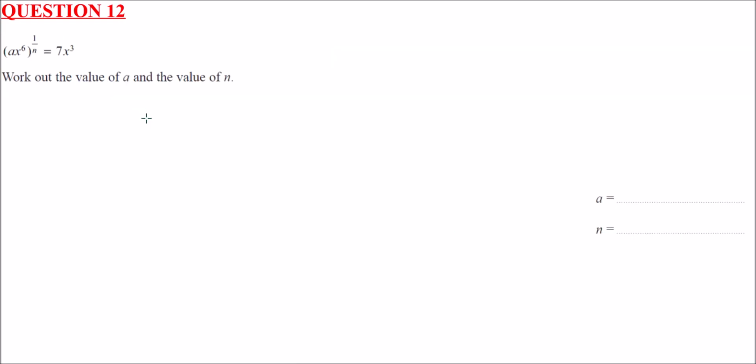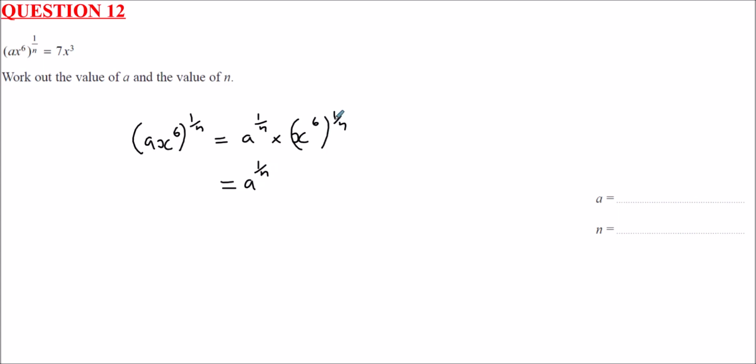Question 12. a x to the 6, all to the power 1 over n, equals 7x cubed. Work out the value of a and the value of n. So, a x to the 6 to the power 1 over n. If we've got something in brackets raised to a power, then everything within these brackets is given to this power. So we raise a to the power 1 over n, and we do x to the 6 to the power 1 over n as well. So a to the 1 over n we can leave as it is.